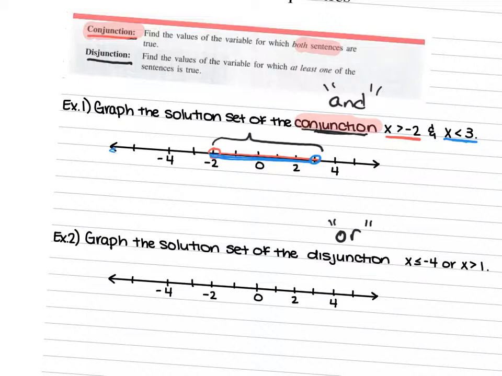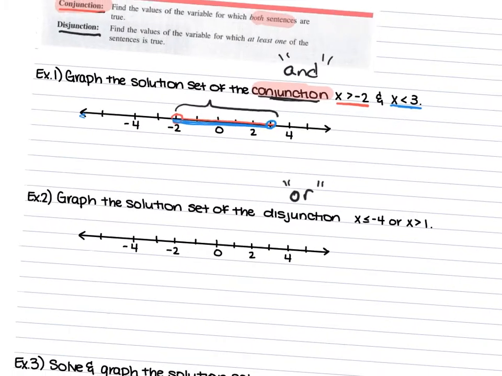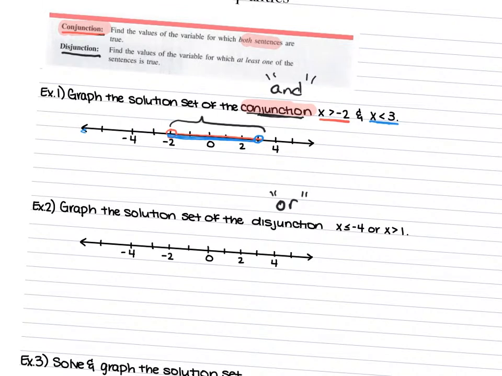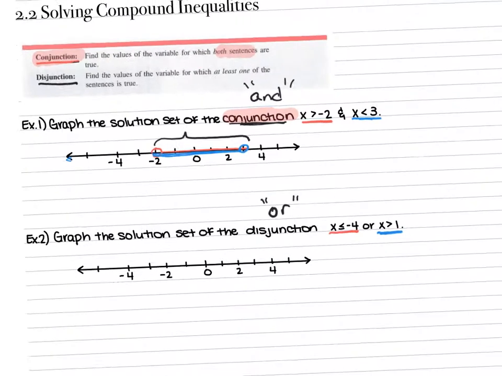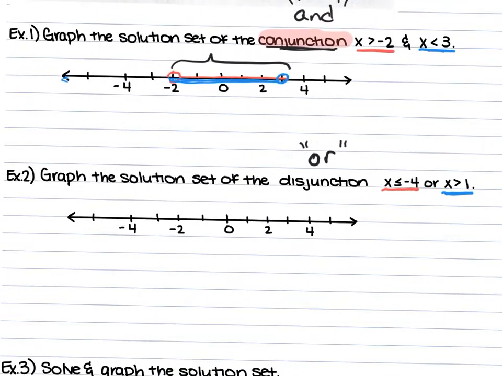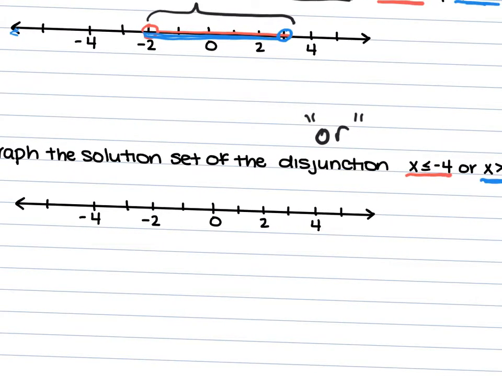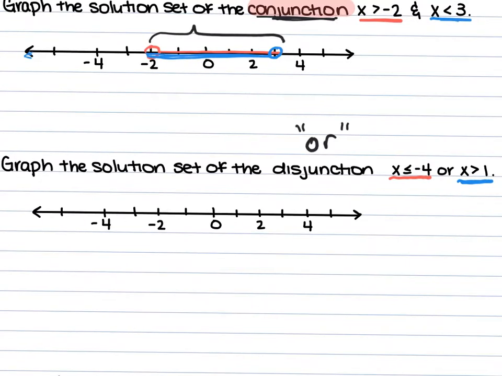So this one says, graph the solution set of the disjunction. We're going to do the same thing here. We're going to graph x is less than or equal to negative 4, and then we'll graph x is greater than 1. So let's start with x is less than or equal to negative 4. How do I graph that?